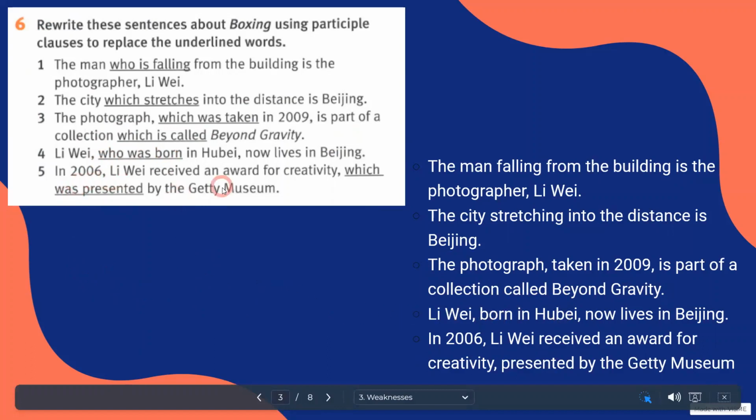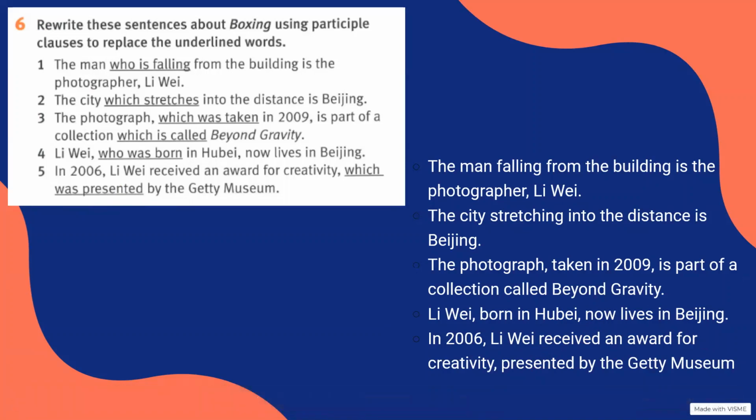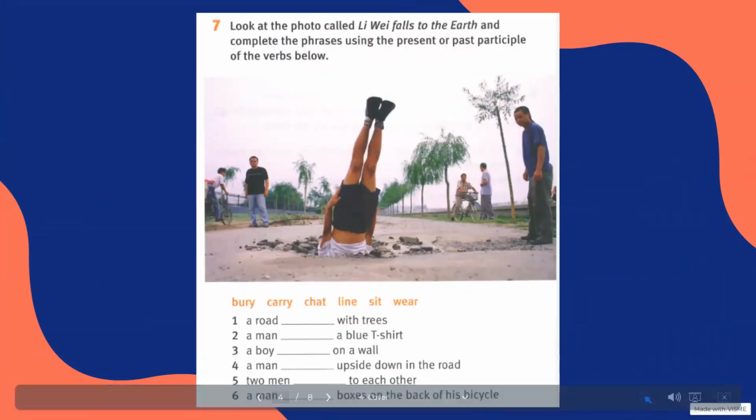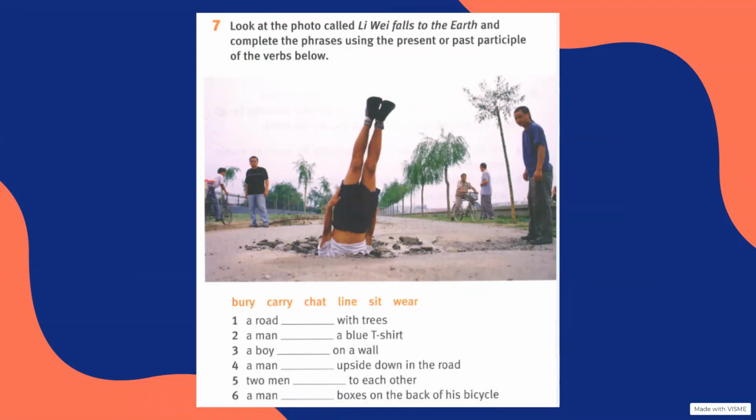And in 2006, Li Wei received an award for creativity, which was presented by the Getty Museum. It becomes he received an award for creativity presented by Getty Museum. Again, it stays in the past participle. Now you can look at the photo. It's called Li Wei Falls to the Earth, and complete the phrases using, again, the present or the past participle of the verbs below. You can pause this video and take a few moments to solve this exercise, and then we will check it together.